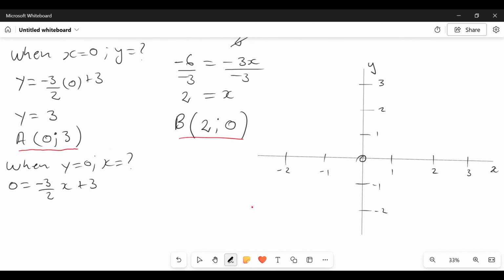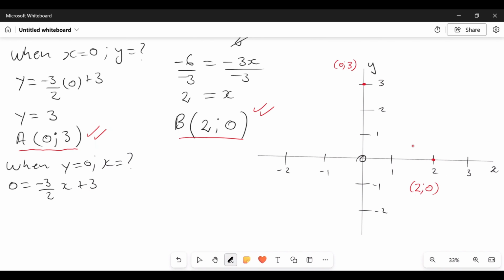Alright, guys, here is our Cartesian plane. Now it's time for us to plot these points here. Let's start with point A. When x is 0, our y is 3. So point A is this one here, guys. When x is 0, our y is 3. So you can write when x is 0, y is 3. There we go. And then point B, it says when our x is 2, our y is 0. So this is the point here, guys. You can write it here. When y is 0, x is 2.